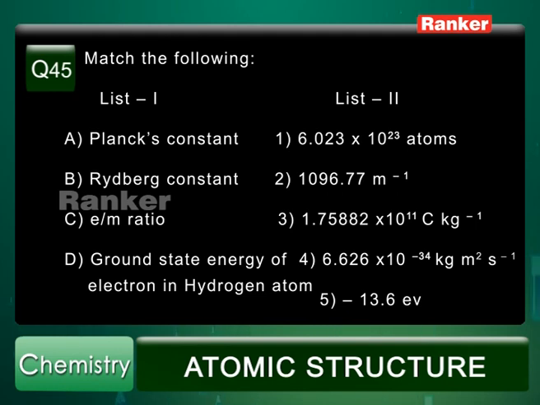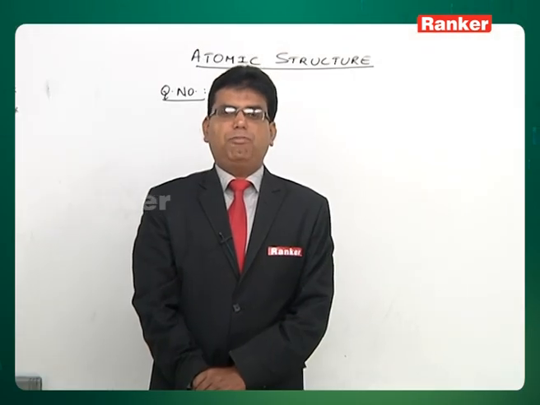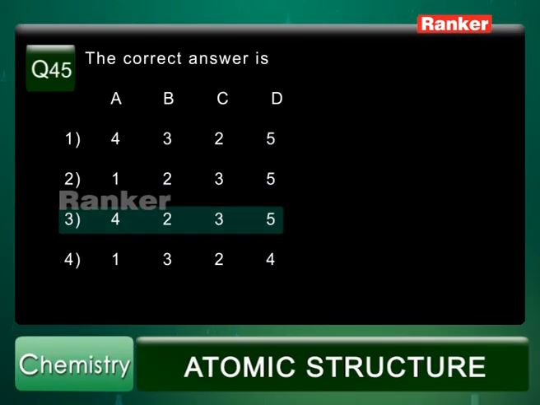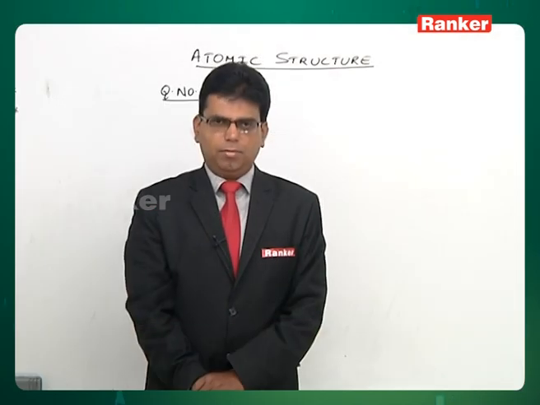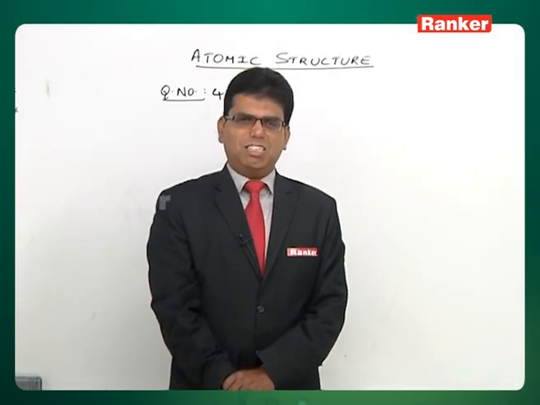And 4. Ground state energy of electron in hydrogen atom, that is minus 13.6 electron volts. So it must be option 5 on the list 2. So when you relate all that, now A4, B2, C3, D5. So the correct answer is option 3. Let's go to question number 46.